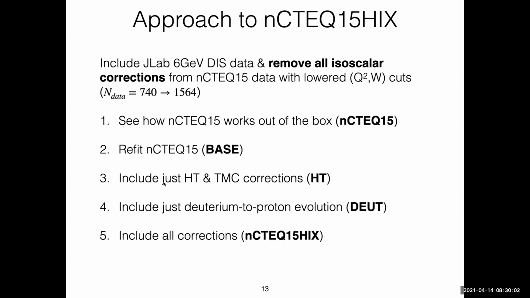And then we start including all of these corrections to get to nCTEQ15 high X. So this includes the target mass and higher twist. This includes just the deuterium to proton evolution, and then this includes both of the effects in nCTEQ15 high X. So what I'm going to show you is a chi-squared landscape, where each row is each of these individual trials, essentially.